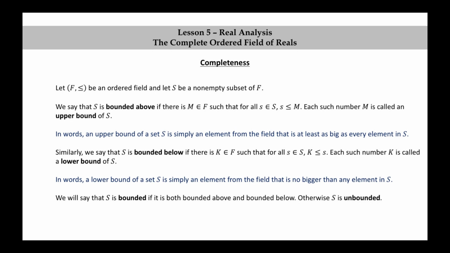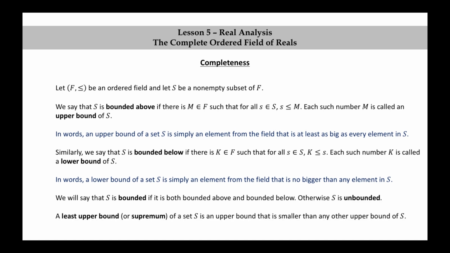Otherwise, S is unbounded. A least upper bound, or supremum, of a set S is an upper bound that is smaller than any other upper bound of S. And similarly, a greatest lower bound, or infimum, of S is a lower bound that is larger than any other lower bound of S.